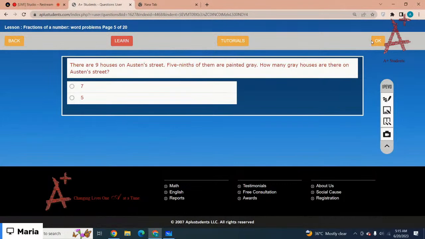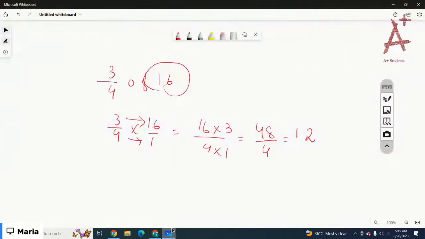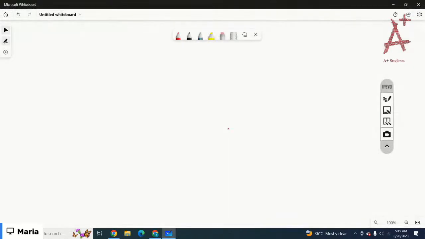Okay, there are 9 houses on Austin Street. 5/9 of them are painted gray. How many gray houses are there on Austin Street? Okay, 5/9. You have a total of 9. You have to calculate 5/9 of 9. Got it? You have to do 5 by 9 times 9.